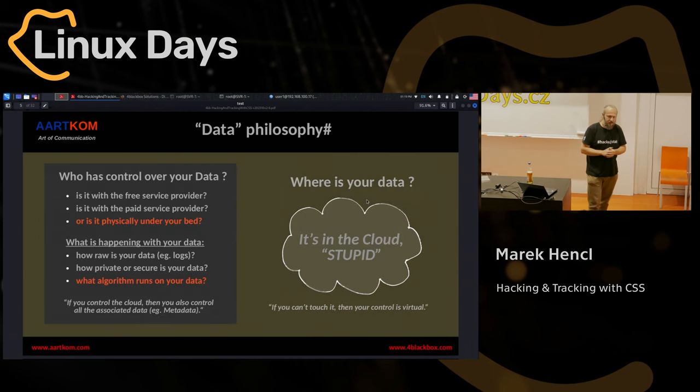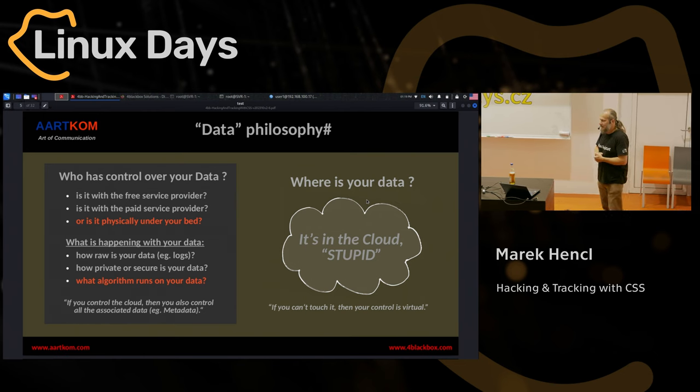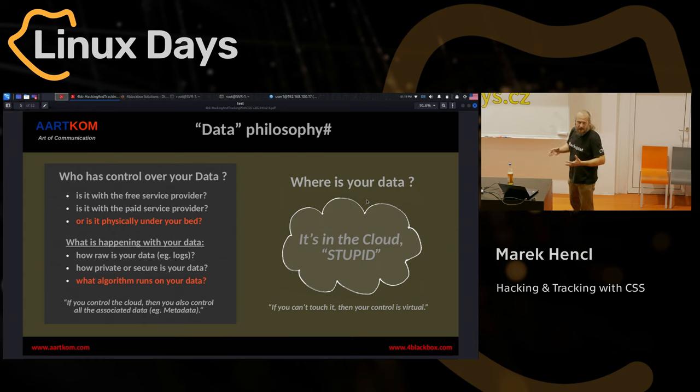Last point before we go into the interactive part is the data. Where is your data? Yeah, of course it's in the cloud. You want to have it accessible from different devices, from different locations. But the question is really how much control of the data you have, and is the data with you or is the data with somebody else?